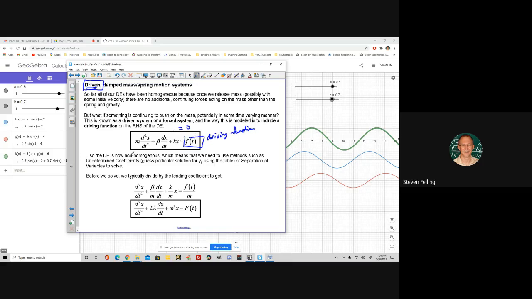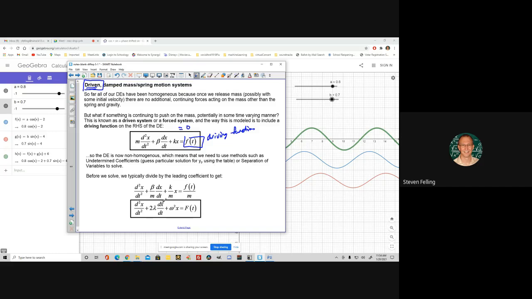So now this becomes a non-homogeneous equation, which means after we solve the characteristic equation, we have to use either variation of parameters or undetermined coefficients to guess a particular yp from a table to get the complete general solution with the non-homogeneous part of it. Before we solve, we typically go ahead and divide by m to get this form: second derivative plus 2 lambda, where that's beta over m, times first derivative, plus k over m, which is rewritten omega squared. And then we have this driving function divided by m, which is represented usually by a capital F of t.